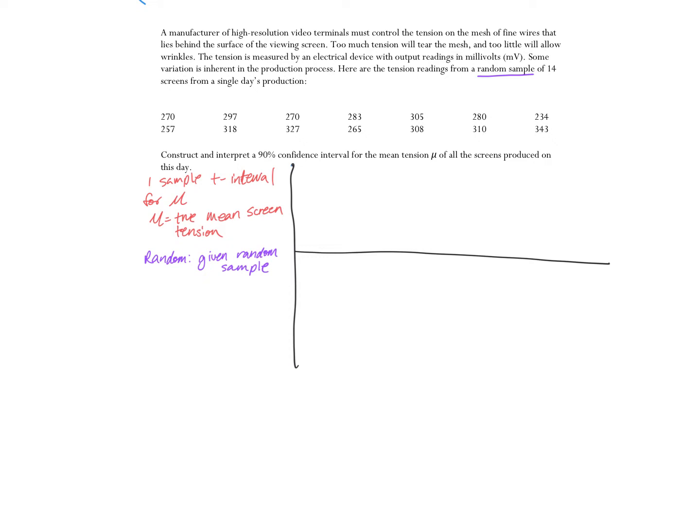Now, looking at these, our sample size is not greater than or equal to 30. So, what do we do? We're going to sketch a quick dot plot. Okay, so these are going to be screen tensions.